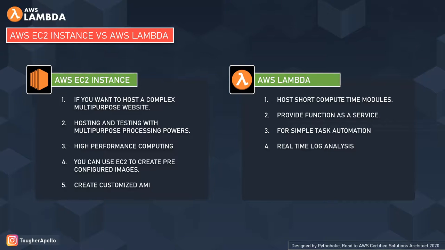So we mostly recommend using EC2 instances if you want to host a complex multipurpose website, or if you are hosting and testing with multipurpose processing powers for various use cases, or when you need consistent high performance computing, or when you have the need to create pre-configured images or customized AMIs.